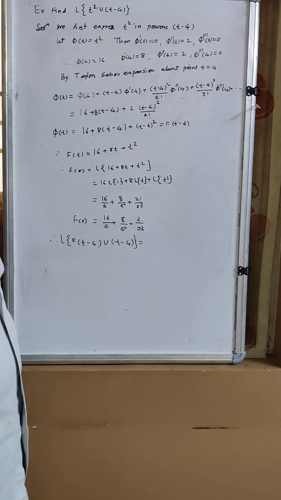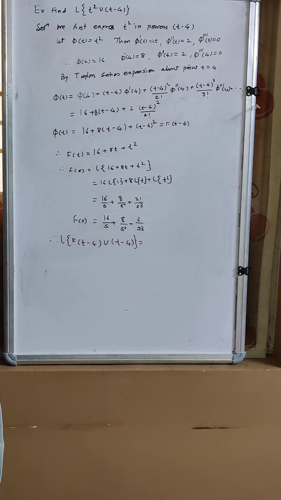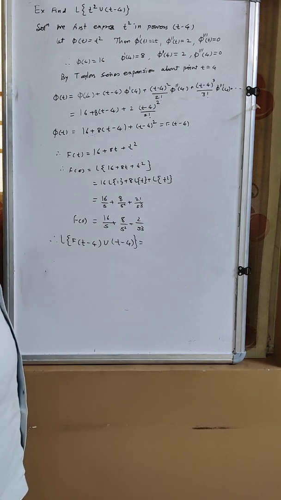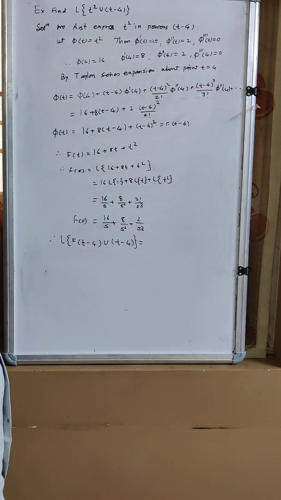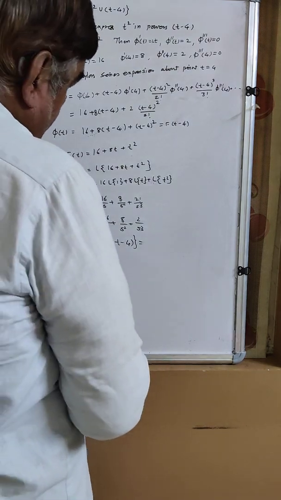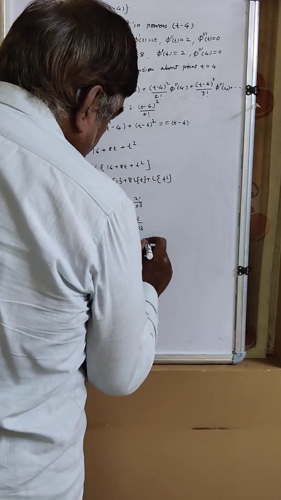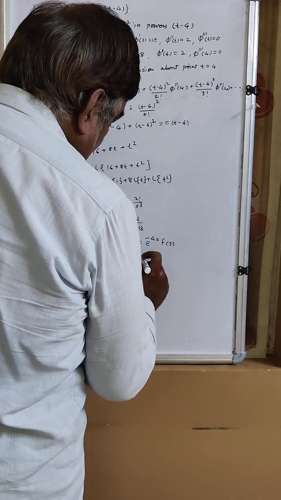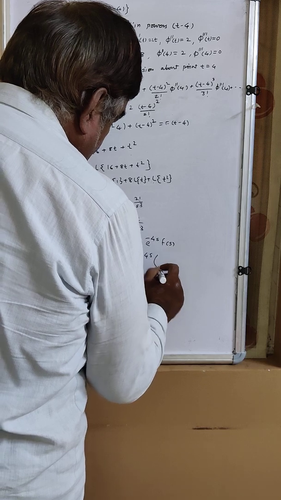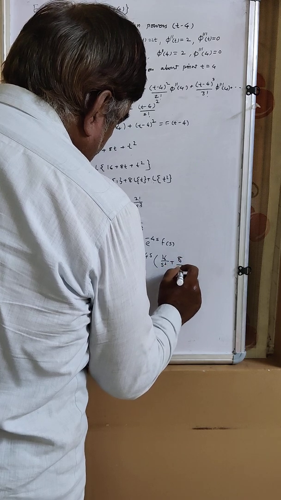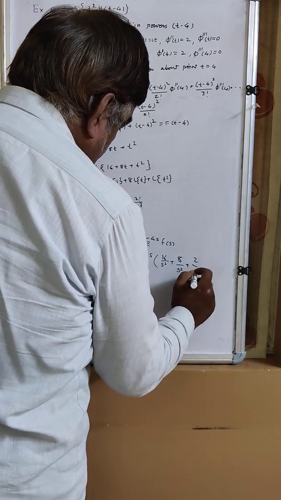Dear students, yesterday we completed this example of the previous lecture. Now Laplace of f(t-4)u(t-4) is equal to e raised to minus 4s F(s), which is e raised to minus 4s times (16 upon s squared plus 8 upon s squared plus 2 upon s cubed).